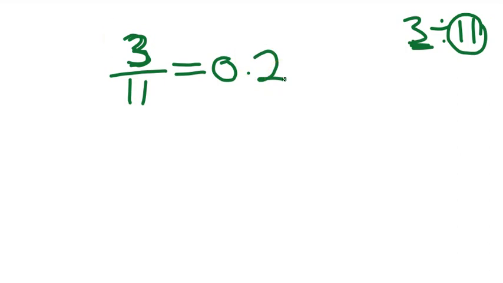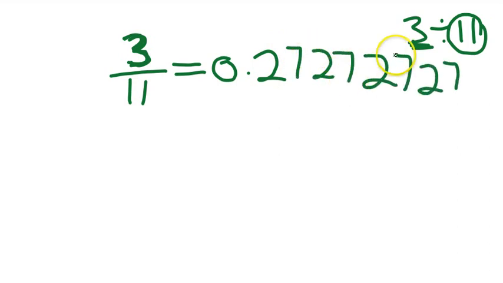Okay, then this same dividend, the 3, subtract it from 10, and that will be 7. Attach it to it, and that is enough. Now keep repeating this 2 7 2 7. It will go on and on. That is the answer. As simple as that.